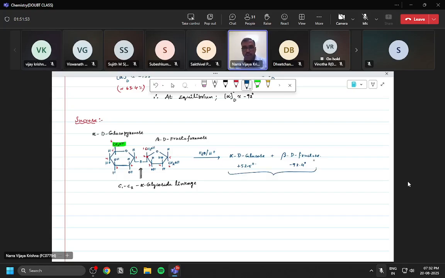Now per mole, what does the optical rotation mean? Overall optical rotation per mole will be, subtracting, approximately minus 40. Minus 40 by 2 means approximately minus 20 point something. Correct?